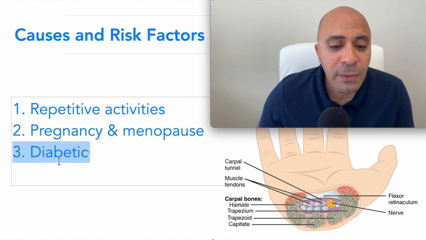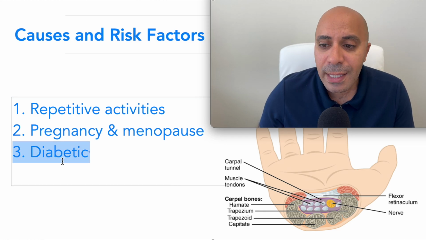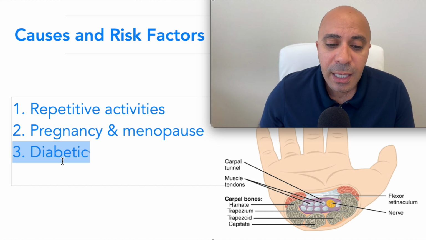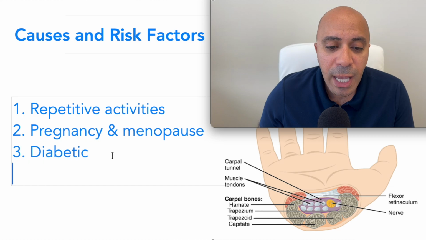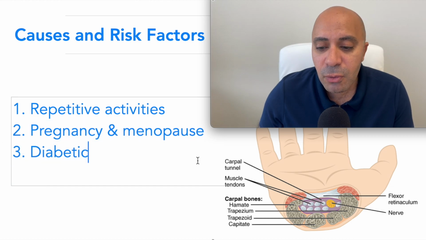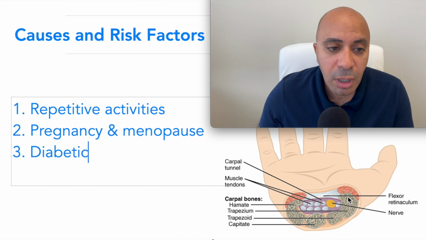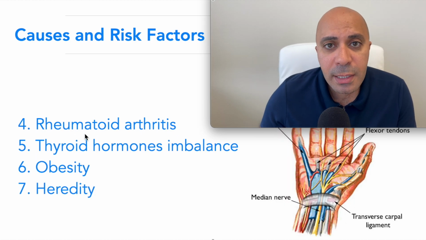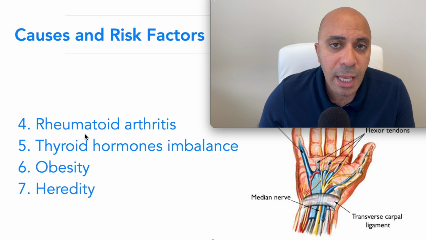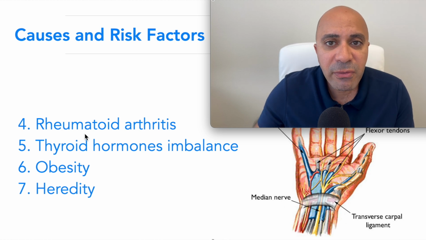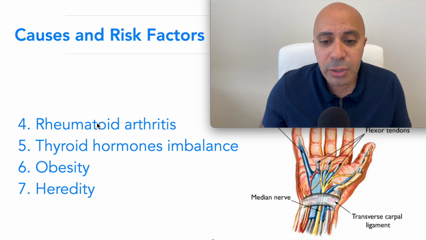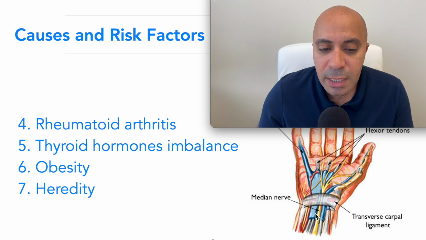The third risk factor is diabetes. When a patient is diabetic and has a strain, their body is slow to heal, or there is inflammation in relation to the high blood sugar, that could cause carpal tunnel syndrome. The fourth cause is rheumatoid arthritis. Usually rheumatoid arthritis patients have inflammation in the joint, and too much inflammation could trigger carpal tunnel syndrome.